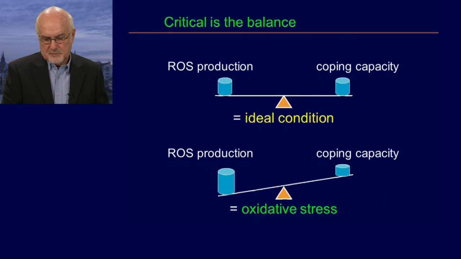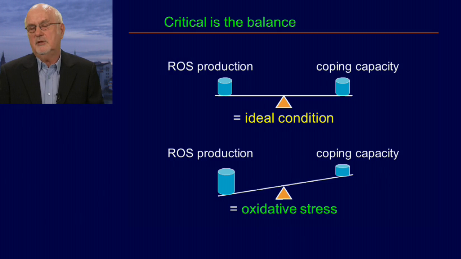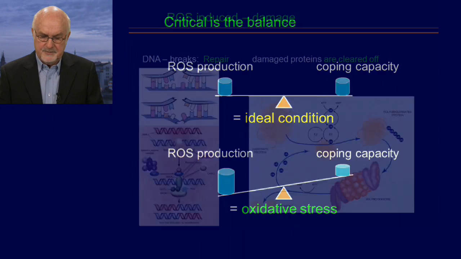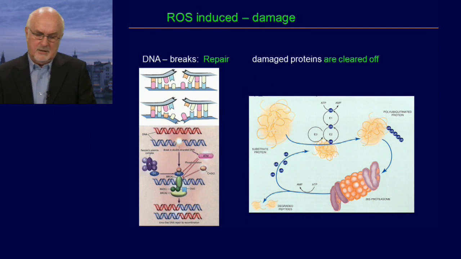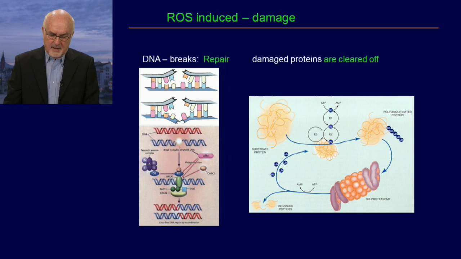The critical point is the balance. As long as the ROS production and the coping capacity are in balance, then we have an ideal situation. If, however, ROS production increases or the coping capacity decreases, then we get oxidative stress. Now, these ROS induce damage to different molecules. For example, in the DNA, they induce DNA breaks. However, we have a fantastic machinery in our body to repair these DNA breaks.